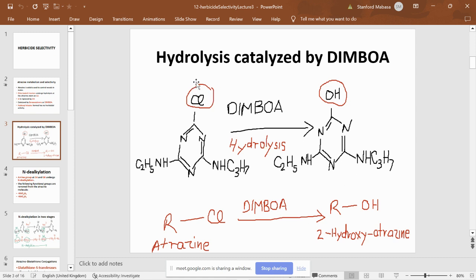So we are talking of this process where chlorine is converted to OH. Here we have simplified it, where we have atrazine with chlorine being converted to OH. And this is the 2-hydroxy atrazine. Now, instead of cytochrome P450, sometimes we have Dimboa as the enzyme catalyzing this process.